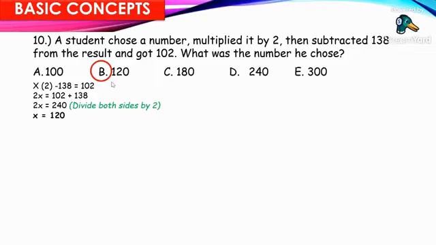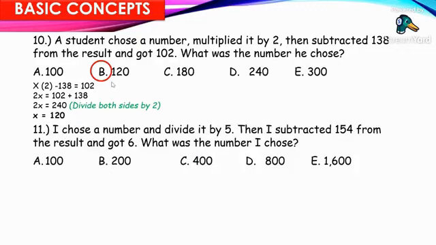Okay, so let's have number 11. Okay, the same problem. I chose a number and divided it by 5. Then I subtracted 154 from the result and got 6. What was the number I chose? Manually, great.